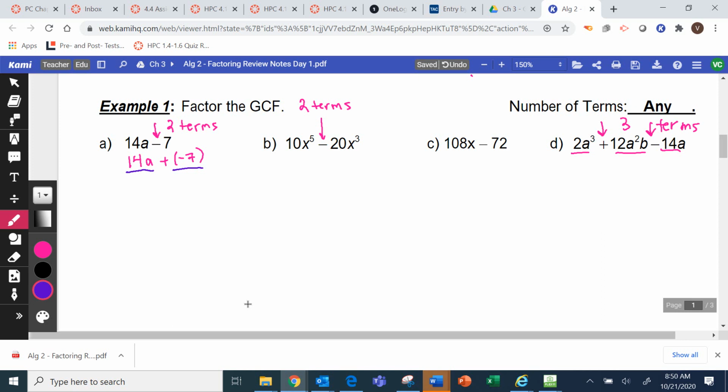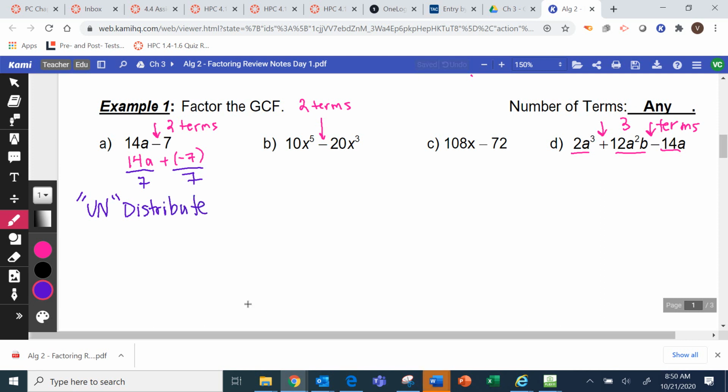Louder. 7. What I'm going to do is I'm going to divide out that 7. But it does not go away. I'm not dividing it away. We are undistributing it. Remember the distributive property? We're going to undistribute.